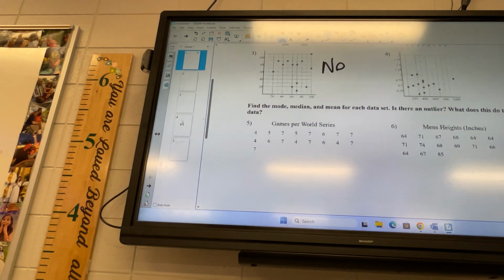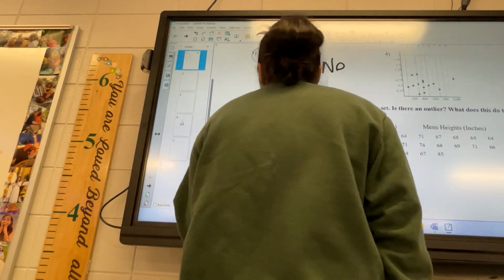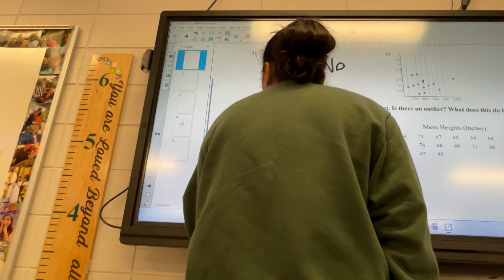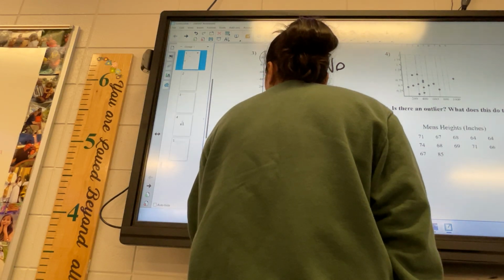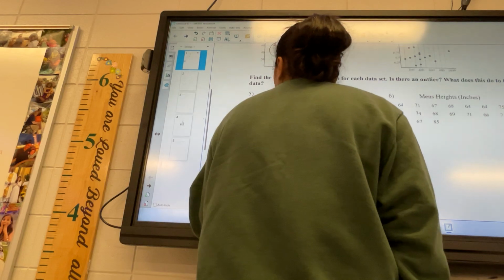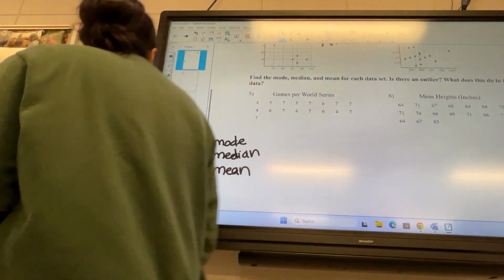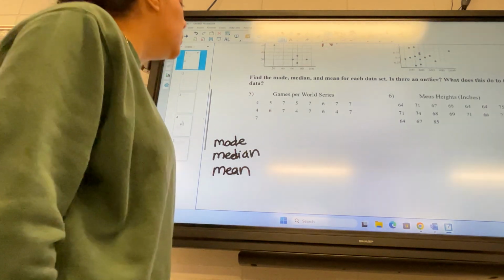Number 5, it says find the mode, median, and mean. Is there an outlier? What does this do to the data? Okay, so mode. Median. Okay, so the mode. What do you feel like the mode is?